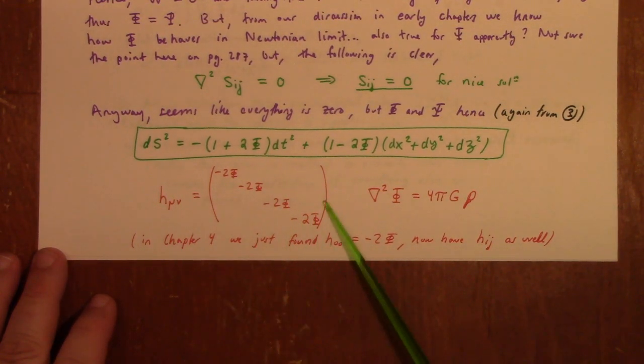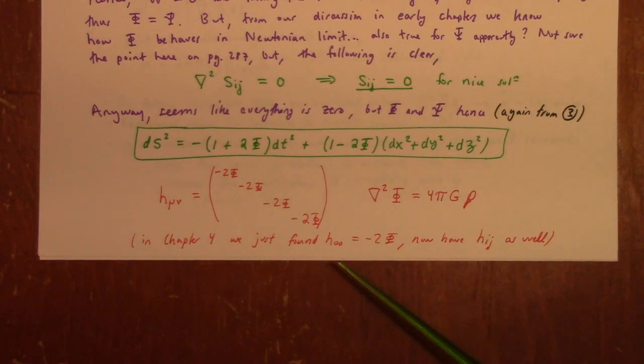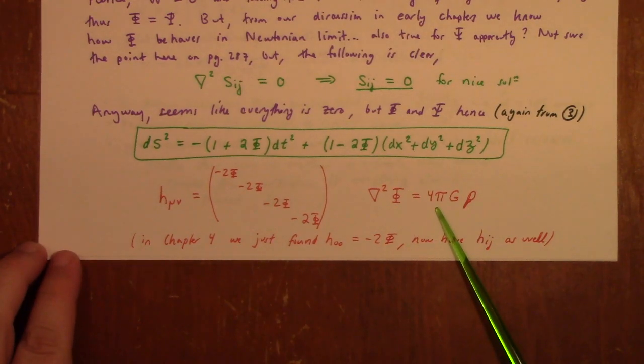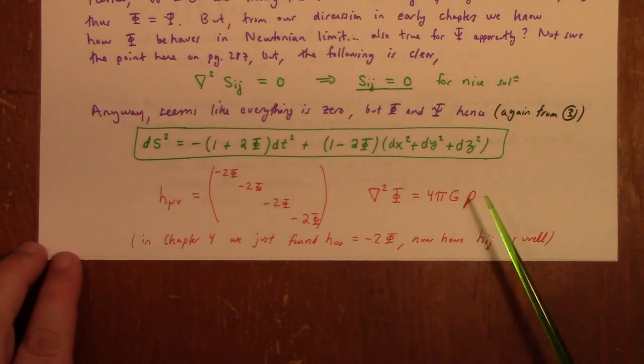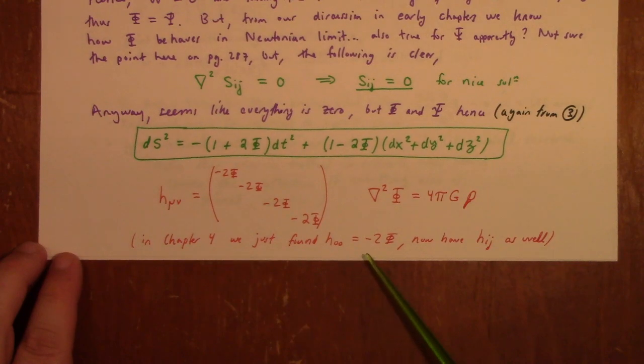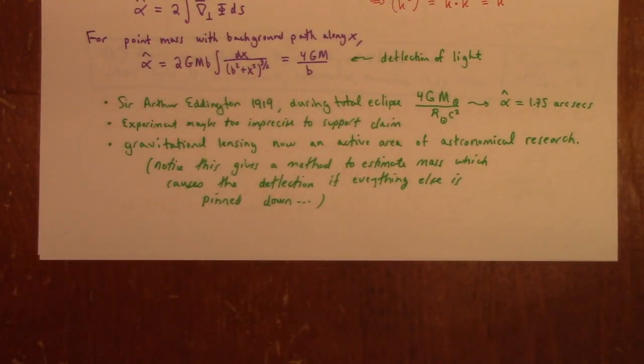There's your perturbation. As it turns out, that is the form of the perturbation in this weak field limit, where nabla squared phi is 4 pi G times the density. It's interesting to notice here that in the previous chapter 4, we just derived that h00 was minus 2 phi. Now we've also got the h_ij's as well, right? And we did that back in chapter 4 to set the scale, if you will, for Einstein's equations. So this is kind of an extension of that calculation in some sense. All right, so moving on here.